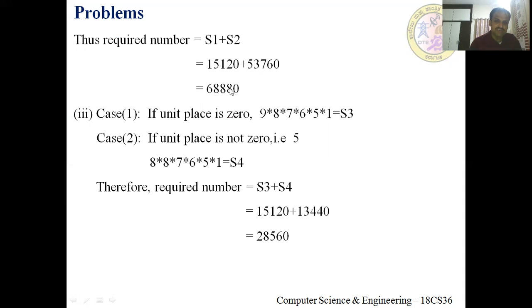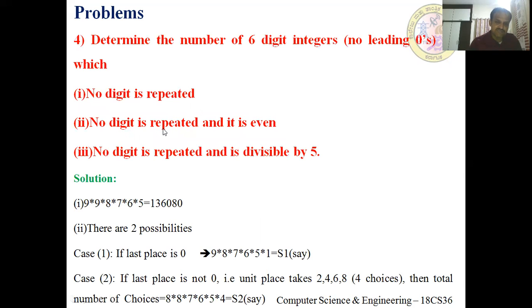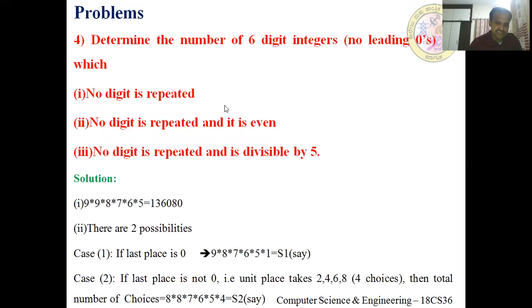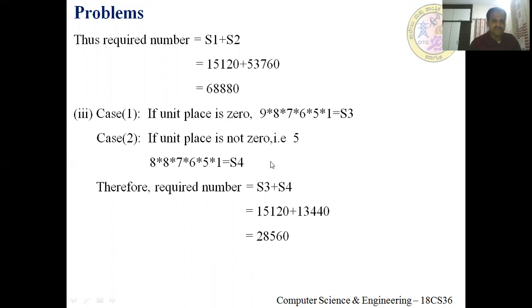The total number of ways of forming a 6-digit number such that no digit is repeated and it is even is 6,88,080. Okay. Then let's move on to the last question. No digit is repeated and it is divisible by 5.